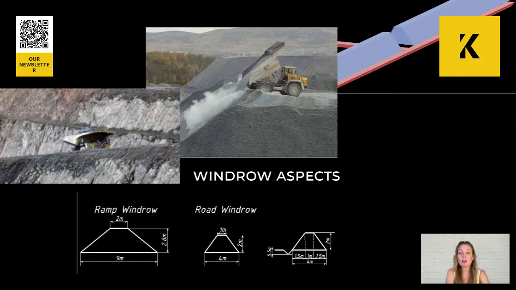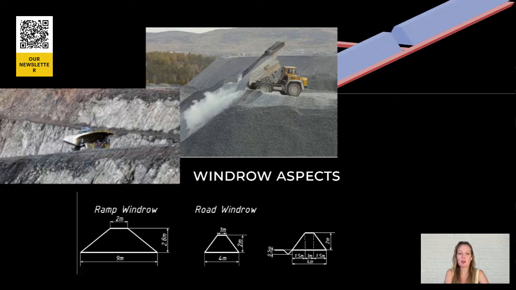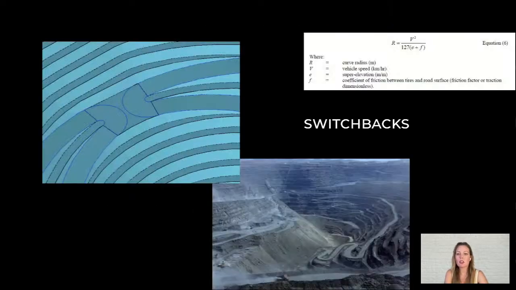In summary, windrows are essential for guiding vehicles, acting as barriers, ensuring proper water drainage, and sometimes serving as bases for power line supports. Now it's time to talk about switchbacks. Switchbacks can increase the haulage distance and reduce vehicle productivity because drivers need to slow down to navigate the turns. They can introduce potential safety risks.